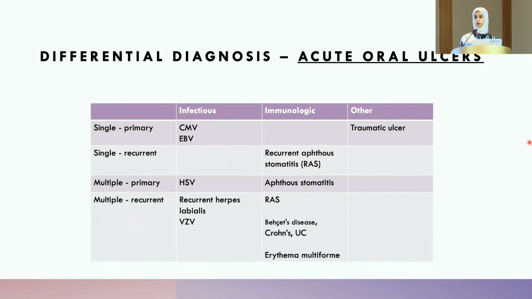If it's a single recurrent ulcer, it's recurrent after stomatitis likely. For multiple primary ulcers, infectious or after stomatitis. And then for multiple recurrent ulcers, infectious RAS, or then we start thinking, could there be an underlying disease process like Behçet's, Crohn's, or ulcerative colitis? We can also think of EM.